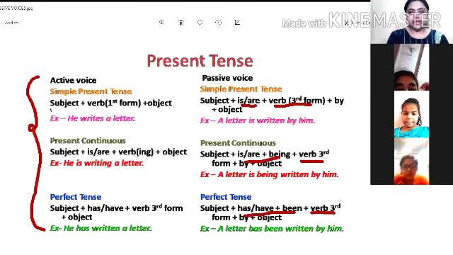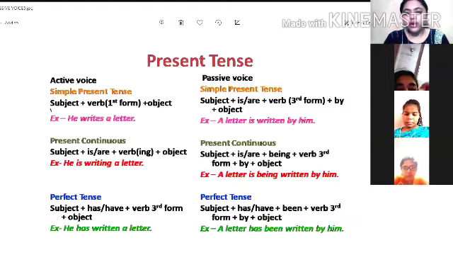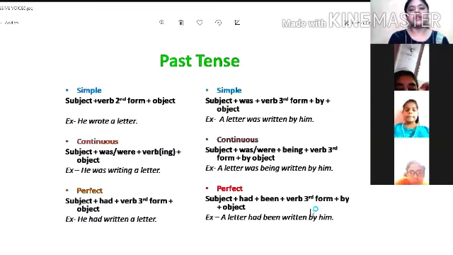Moving on to the next tense, that is past tense. And yes, we do not have any passive form of perfect continuous tense. Only we have the passive form for simple present, simple tense, continuous tense, and perfect tense. There's no rule of changing the perfect continuous tense into passive voice. Now, moving on to the past tense.